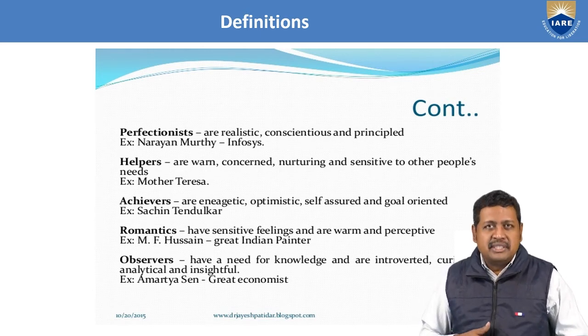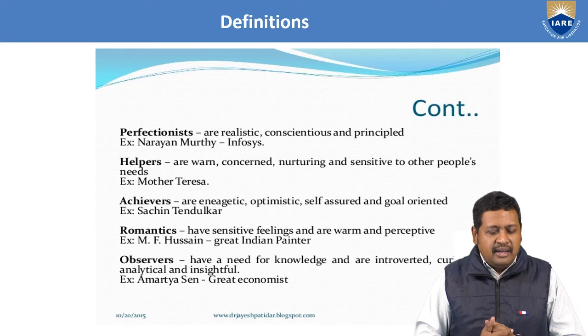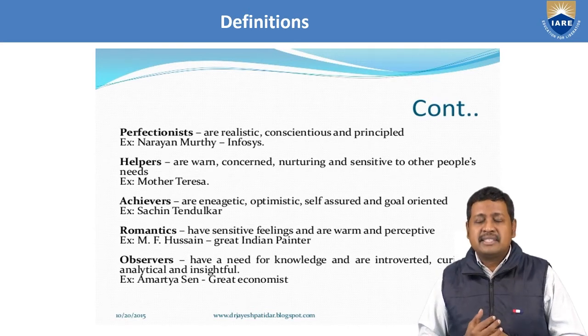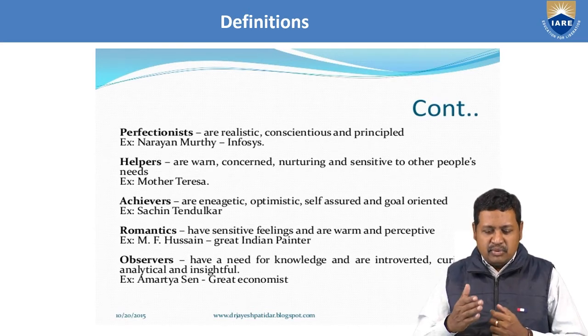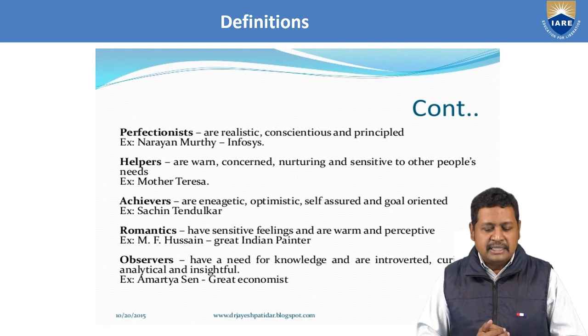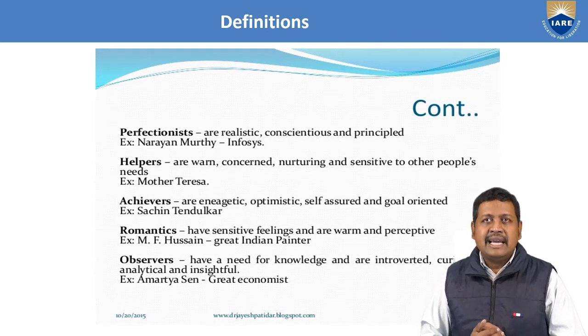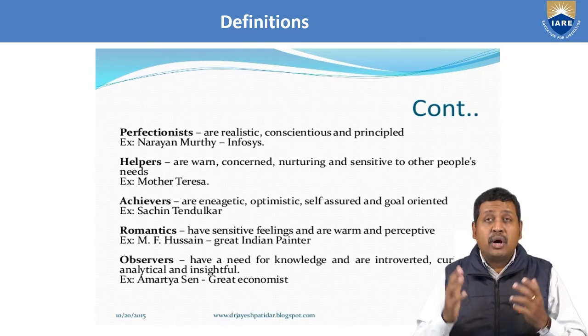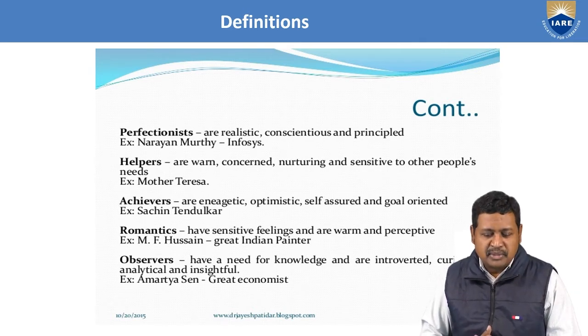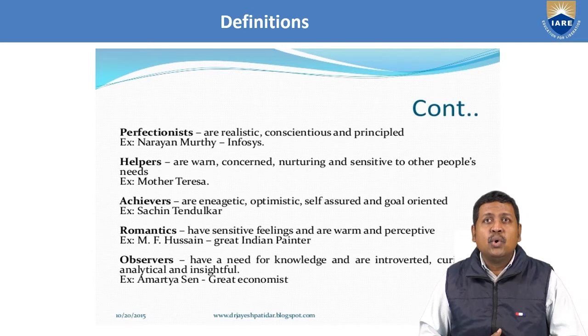Well, coming to achievers, we have energetic people under this category, achievers. Of course, the spelling there that is mentioned is wrong. It has to be energetic, E-N-E-R-G-E-T-I-C, energetic, optimistic. I've already told you the meaning of optimistic. Self-assured and goal-oriented people.